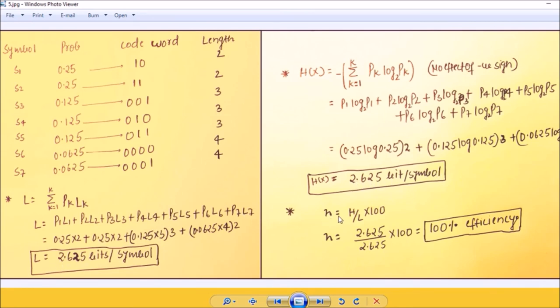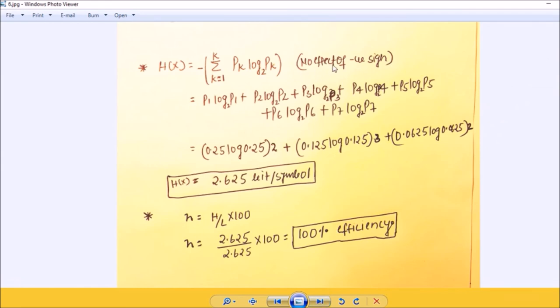Now efficiency is equal to H by L into 100. So H entropy is 2.625 and L is also equal to 2.625, into 100. So this cancels, you will get the efficiency is equal to 100%. In most questions, we used to get efficiencies approximately like 96%, 98%. But I chose the data like this, so I got the efficiency 100%. So here you can see separately, same thing.